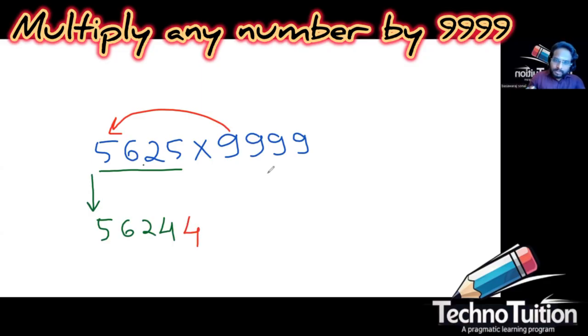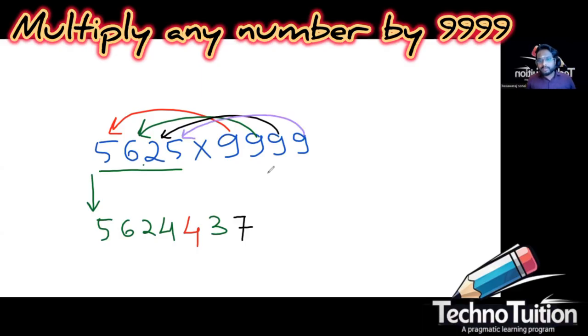Next step is 6, I'm going to subtract from 9. How much are you going to get? 3. 3 I'll write here. Next step, let's subtract 2 from 9. How much are you going to get? 7 I'll write here.